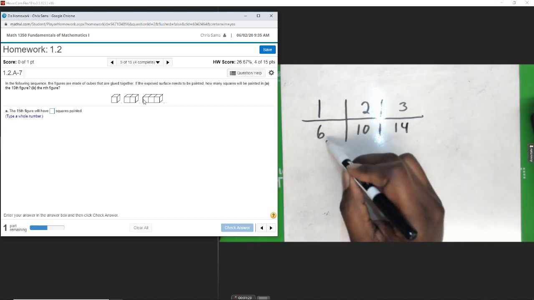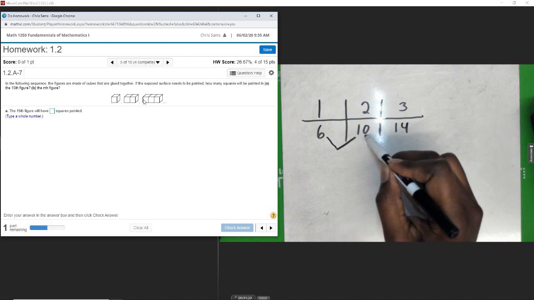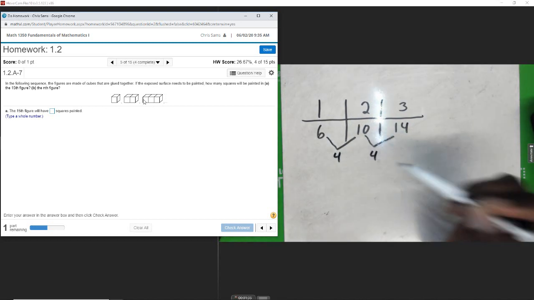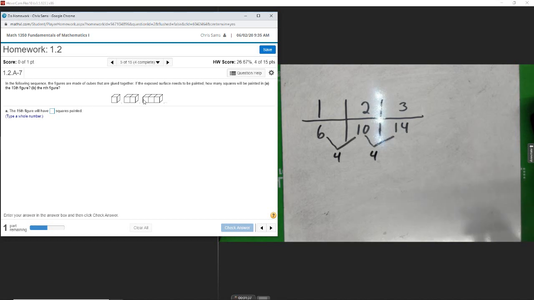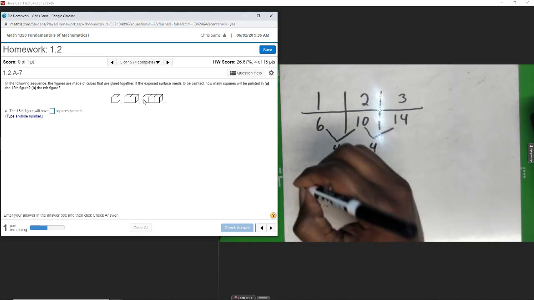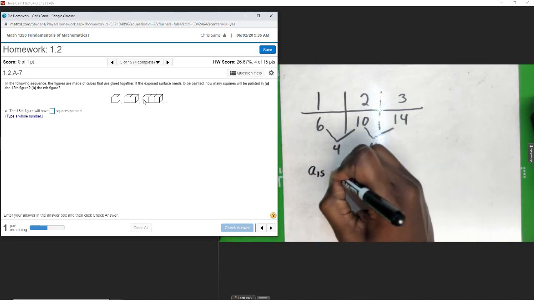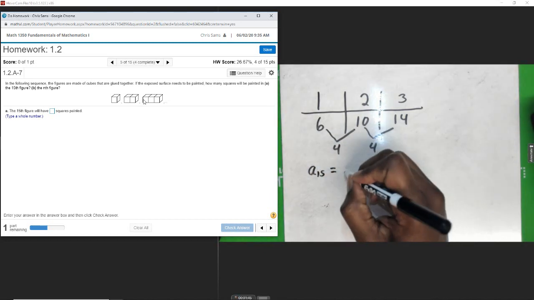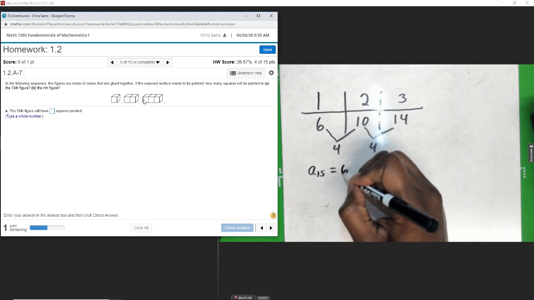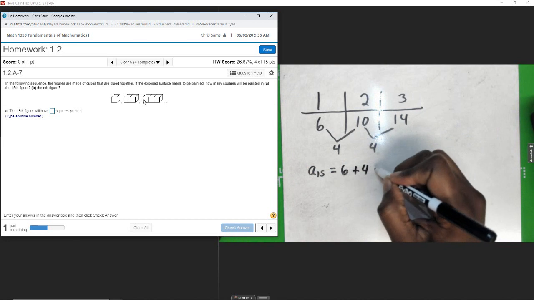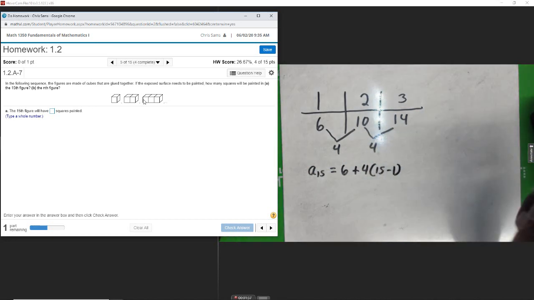Okay, as we can see, if we try to find the common difference from each term, that is adding four. This is also adding four. So from here, we can do our formula. I want to find the 15th. So A15 would be equal to the first term, six, plus that common difference, four, times 15 minus one. So I'm just using the formula, plugging everything in as it would go.